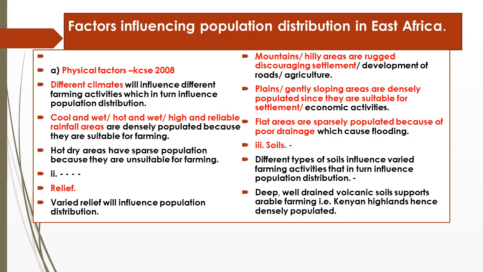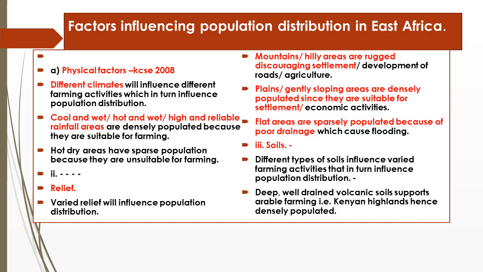Places that are flat are sparsely populated. One of the reasons is because, of course, there is poor drainage, and because of that, it causes a lot of flooding. An example is the lower sections of River Tana, the lower sections of River Yala, Nyando, all those places. Of course, they are poorly drained, and they do not attract population.